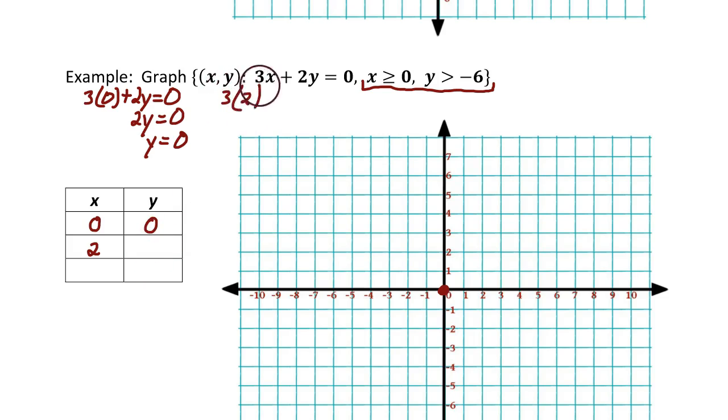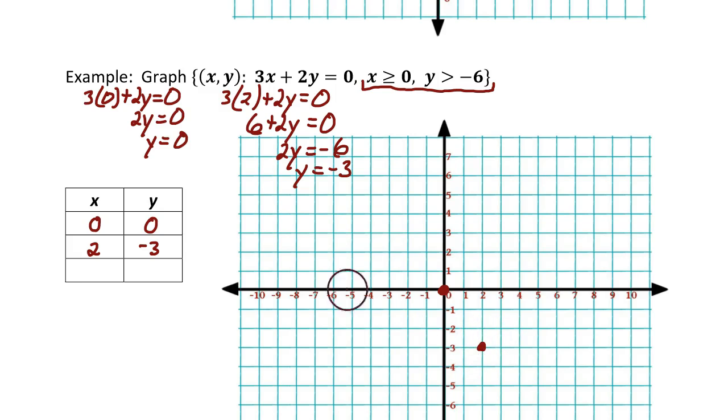3 times 2 plus 2 times y equals 0. 3 times 2 is 6, plus 2y equals 0. Subtract 6 from both sides, and then divide by 2. When x is 2, y is negative 3. Negative 3 is greater than negative 6, so this ordered pair is okay. Here's where x is 2, and down here is where y is negative 3. Let's put a dot there.